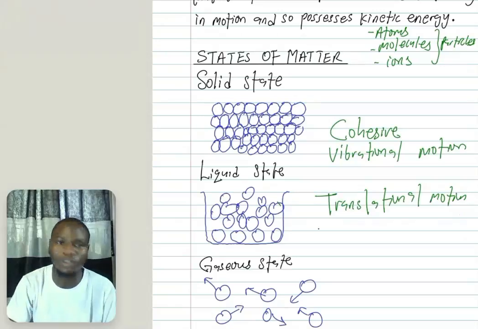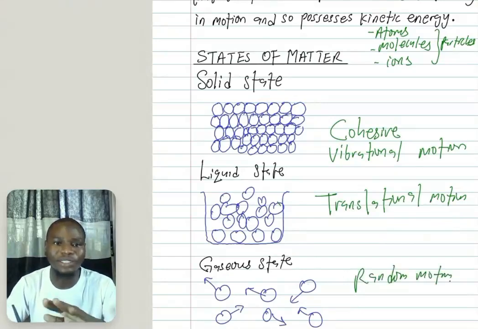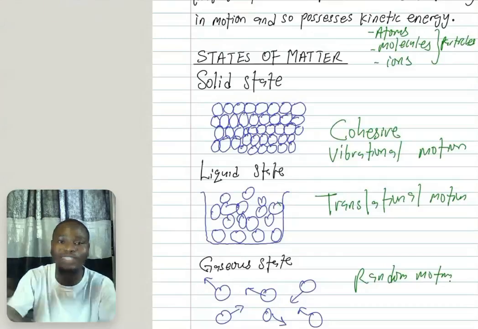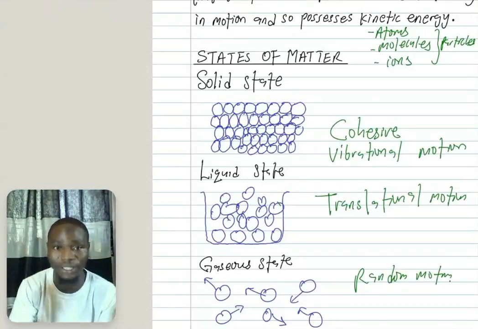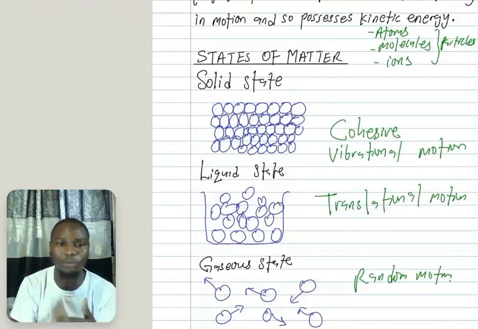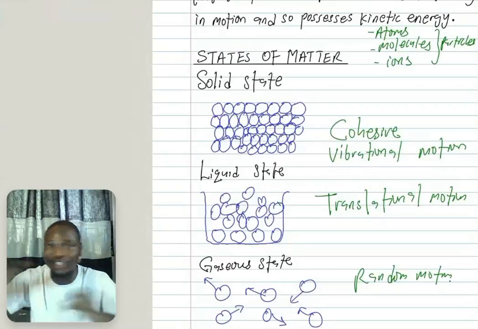But particles in gaseous state move by what we call random motion. That is, particles in gaseous state have no force of attraction between them, so they are not tightly packed. They are free to move about, and the way they move randomly, they strike each other and the walls of the container. So their motion is what we call zigzag motion.